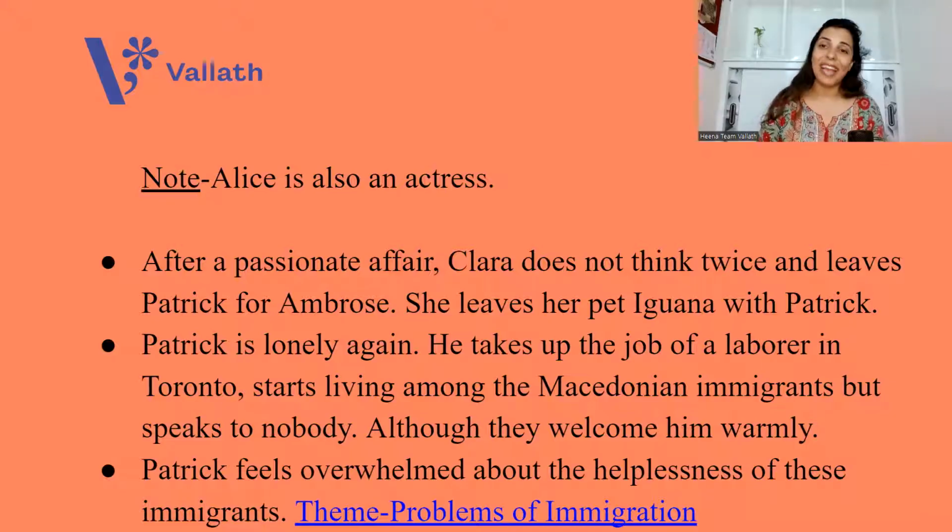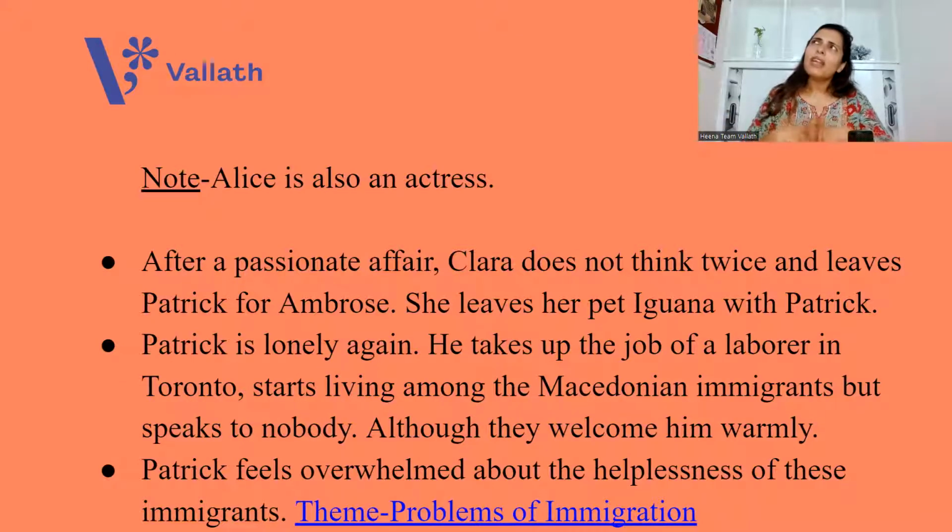Patrick is lonely again. In Toronto, he takes up the job of a laborer. He starts living among the Macedonian immigrants. He speaks to nobody. But let me tell you, these immigrants who cannot understand his language, they welcome him warmly. And what is the icebreaker between these immigrants and Patrick? It is this iguana. You should read the novel to find out.